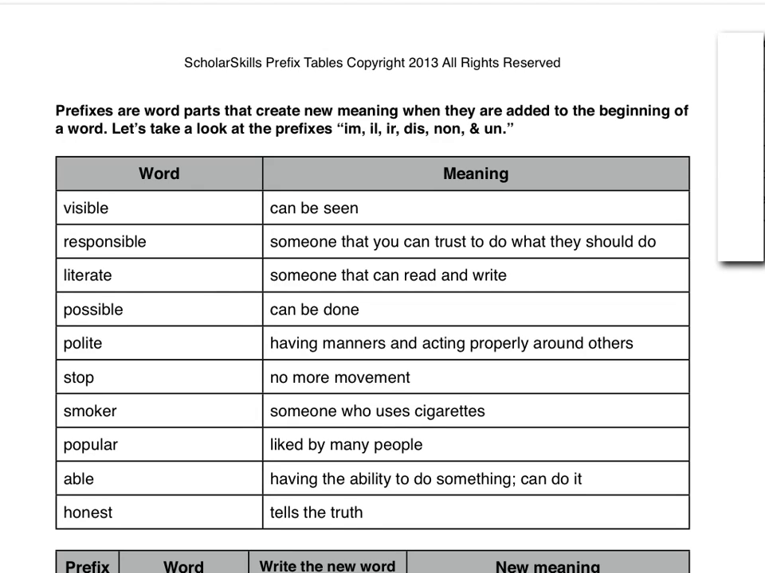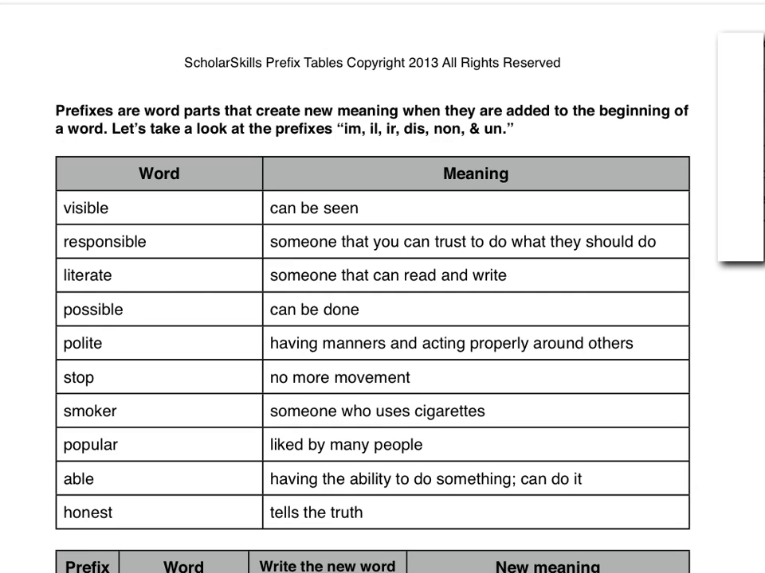One of the best ways to learn words is to actually use an understanding of prefixes. If you could understand and learn the master prefixes, then you'll find that the study of words is actually easier. What's a prefix? Prefixes are word parts that create new meaning when they're added to the beginning of a word. Let's take a look at the prefixes im, il, ir, dis, non, and un. These are some of the more important prefixes in our language.